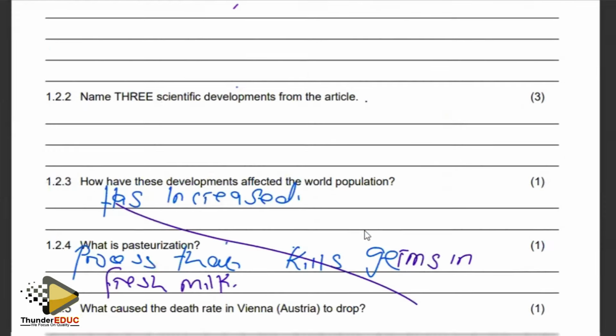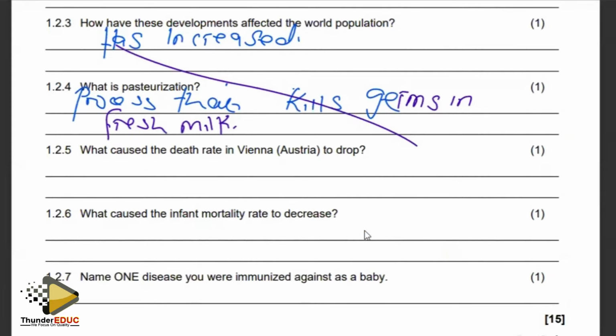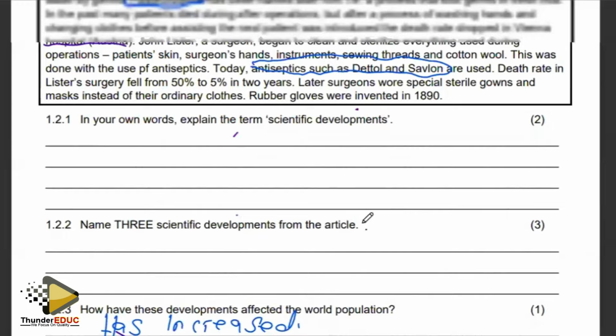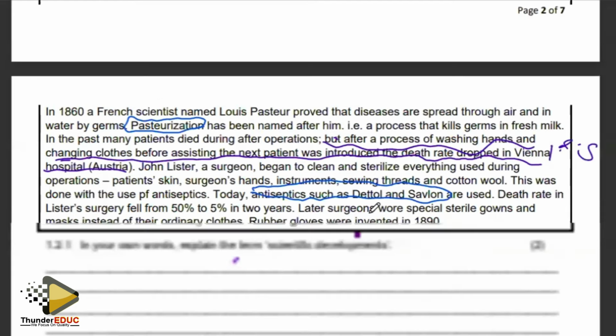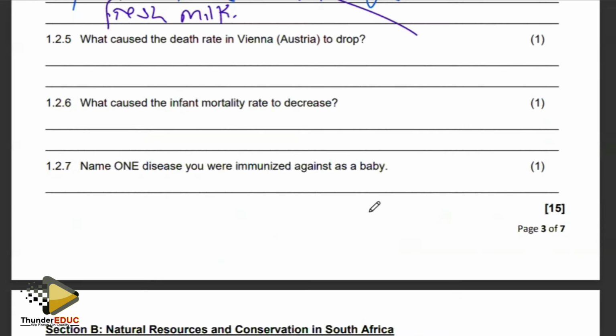And then what caused the infant mortality rate to decrease? Let's see in our paragraph. There has been a decrease in death and infant mortality over the world due to scientific development. This is the answer for 1.2.6. So, name one disease you were immunized against as a baby.